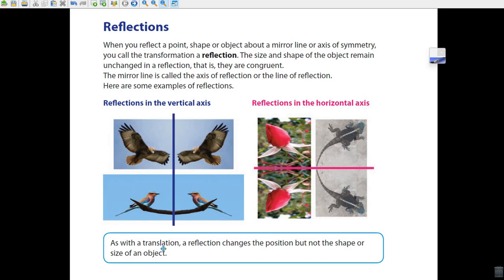And just like a translation, a reflection changes the position, but not the shape or size of the object. And you could have reflecting like this. Hey, if this was water, you look down, you see a reflection in the water sometimes. That's reflection in the horizontal axis. Okay, let's take a look at this.